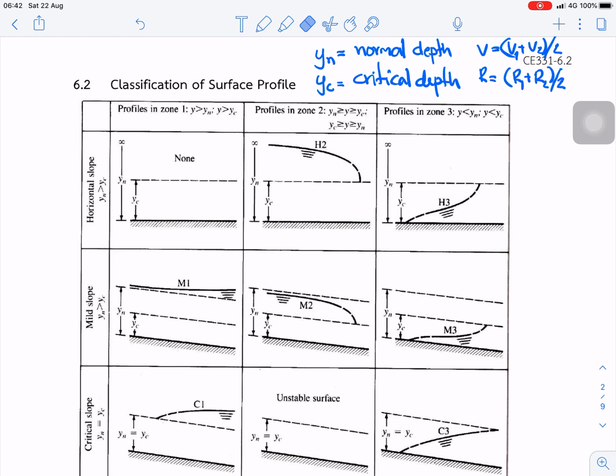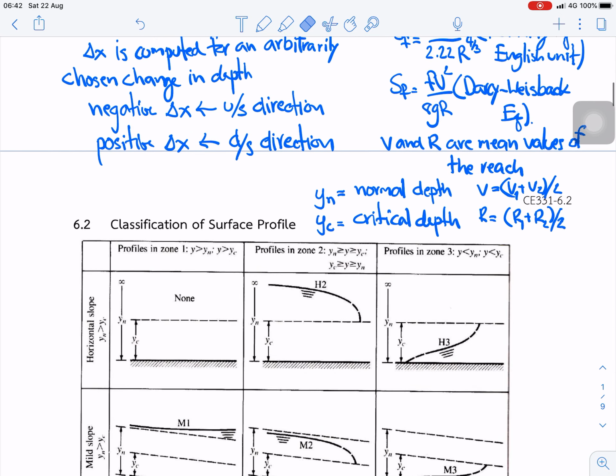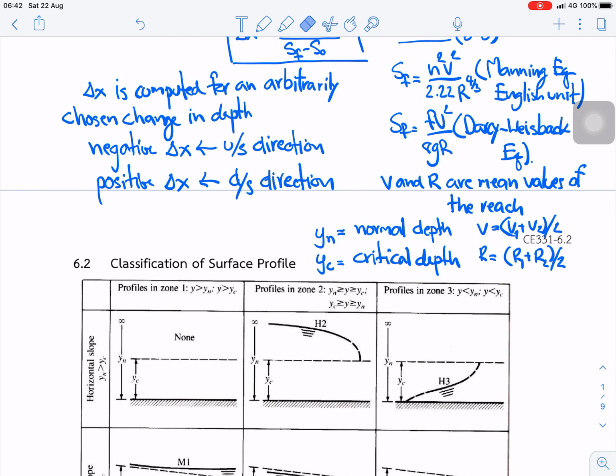6.2, the classification of the surface profile. Before we go to this figure, we would like to correct some wording from the previous scripts. This is what we call arbitrary. It is computed for an arbitrary, like a random one. And to explain the other parameters, v and r are mean values for the reach. So we have to take the average from two sections, v1 and v2, to get v average, and the radius at the two locations to get the average radius.